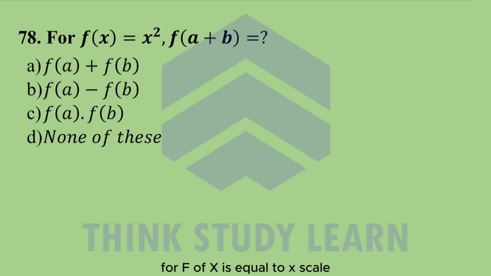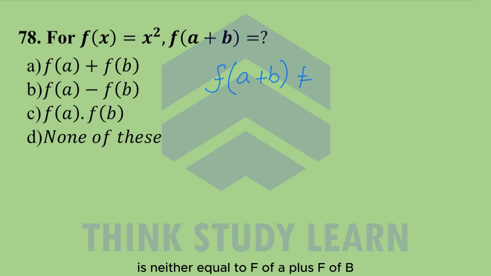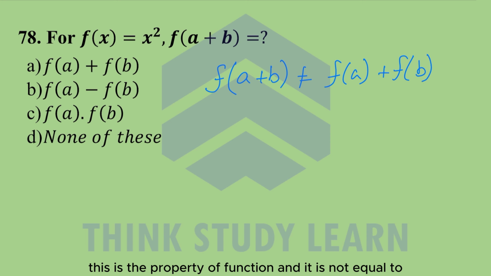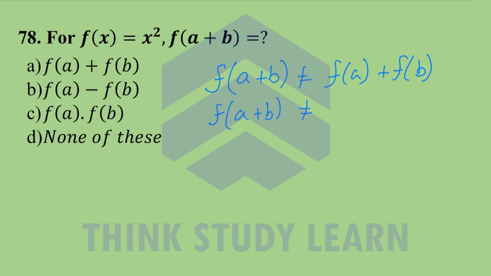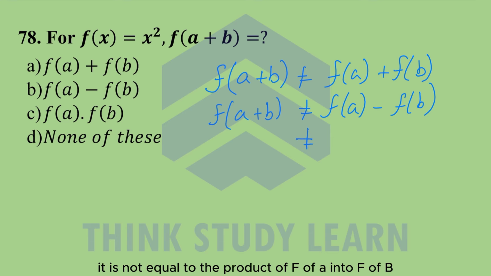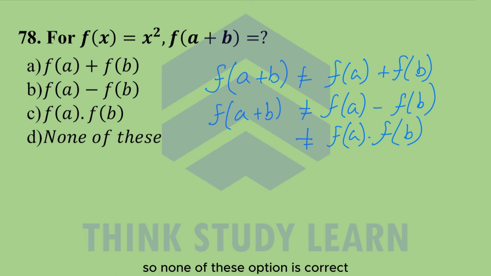For f of x is equal to x square, then f of a plus b is equal to, we know that f of a plus b is neither equal to f of a plus f of b. This is the property of function, and it is not equal to f of a minus f of b. Also it is not equal to the product of f of a into f of b. So none of these options is correct. D option will be the right answer.